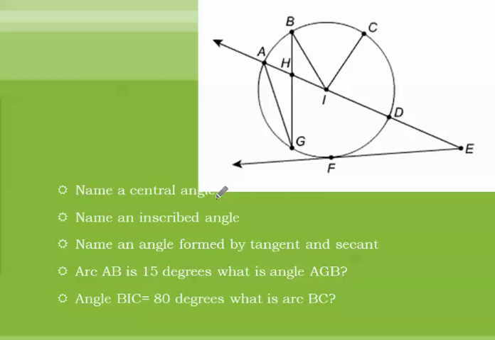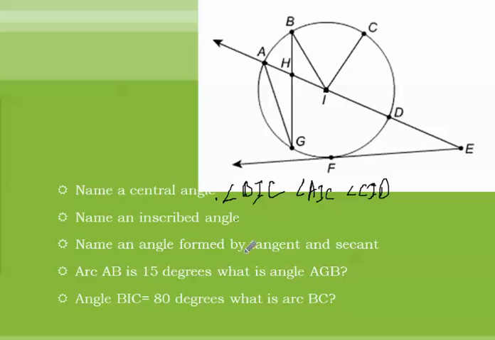So this one's asking for a central angle. A central angle is one that has the vertex at the center of the circle. So I could say angle BIC. I could name angle AIC. I could name angle CID. Anything that has I as the middle term and has chords, or even radii, that go from the edge of the circle to the center. They would all be good ones.